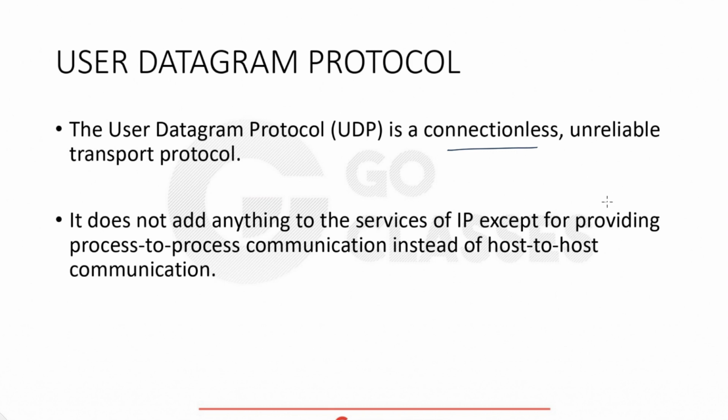Right? It's an unreliable protocol, just like the IP protocol, which means it does not have flow control and does not have error control. So this is a completely unreliable protocol, which means that it does not add anything to the services of IP except for providing process to process communication instead of host to host communication. Like IP, this is also an unreliable protocol, and the one thing it adds is that it helps to reach the particular process.